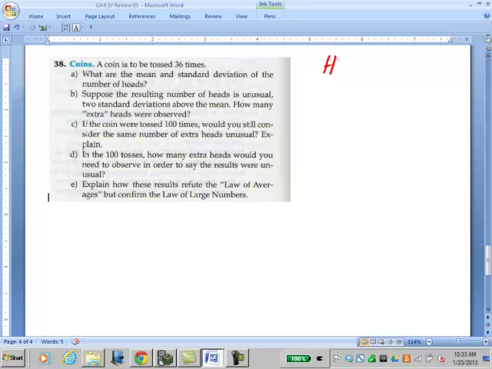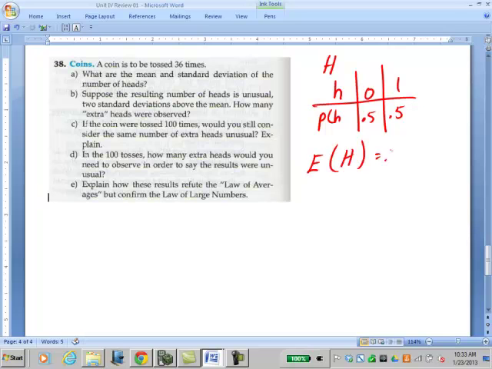So we have H. What's the probability distribution for one coin toss? We have H, and the probability of H. Well, you throw a coin one time. You can get 0 heads, or you can get 1. Now, what's the probability of 0? 0.5. What's the probability of 1? 0.5. Now, it's not hard to see that the expected value of H is 0.5.